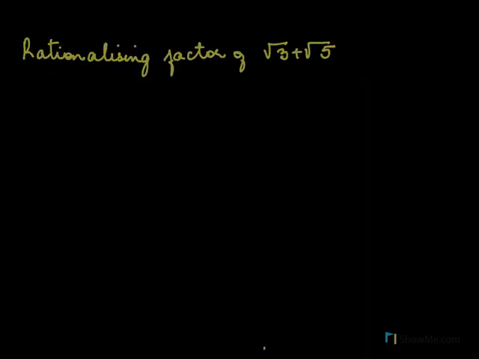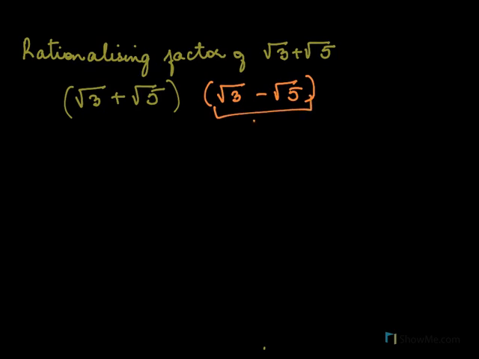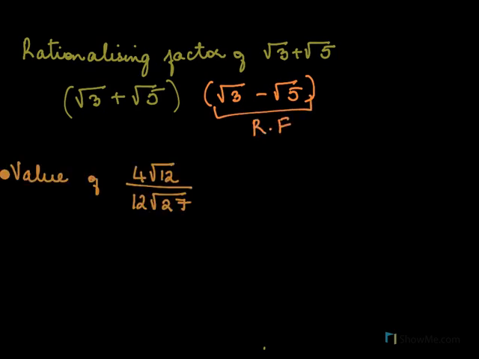The rationalizing factor of root 3 plus root 5. So root 3 plus root 5, this is a plus b. Rationalizing factor will be a minus b, root 3 minus root 5. So this will be the rationalizing factor. The value of 4 under root 12 over 12 under root 27. So we put 4 over 12 separate here and both these under the same sign.